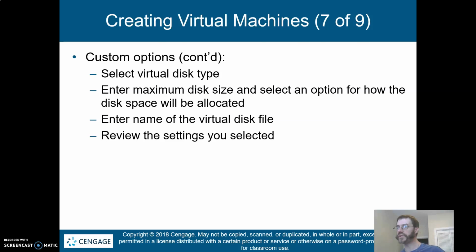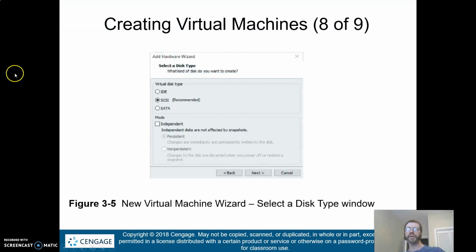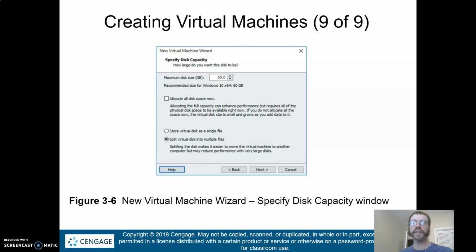Then, of course, you can review your settings, and it'll look like this: IDE, SCSI, or SATA, and whether it's independent or not. If it's independent and it's non-persistent, that means that whenever you restore a snapshot or power it off, all those choices will go away. Then you can change your maximum disk size. If you do allocate space now, that's a thick provision, a fixed disk. It'll earmark the whole size of that drive immediately.